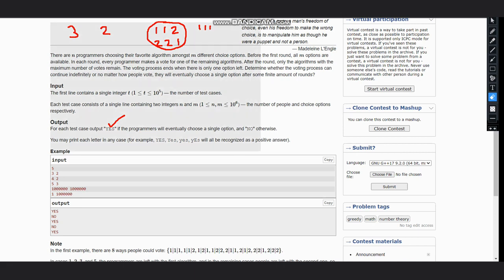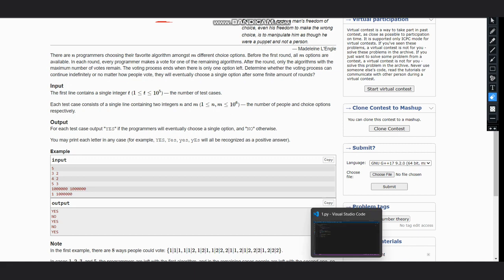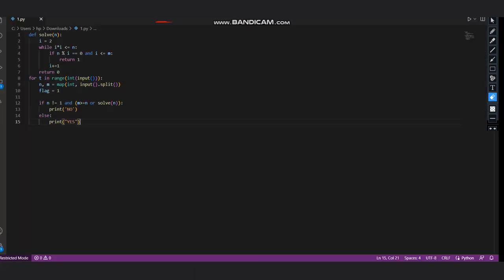Now let's understand this through the code. So here is the code in Python. First, looking at the example of 3 and 2, we have the flag defined as 1. The flag will tell us whether the votes received are reaching a single option or not. So if n is not equal to 1 and m is greater than or equal to n, or solve_n returns 1, we would print no, otherwise print yes.